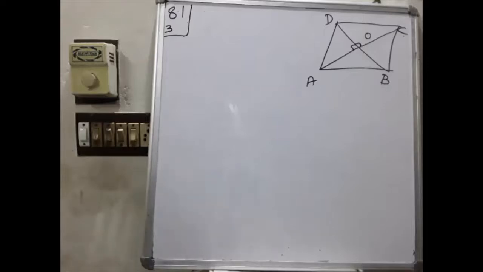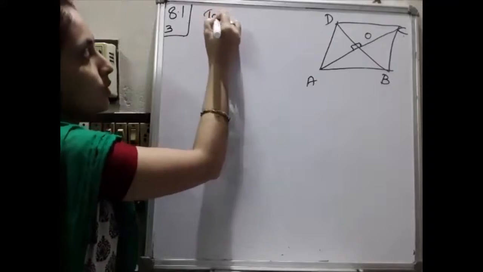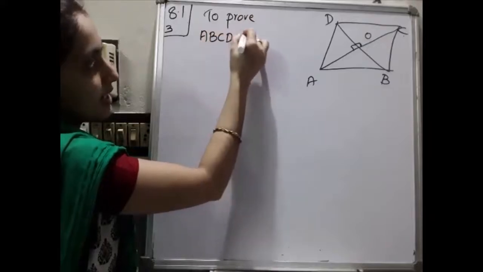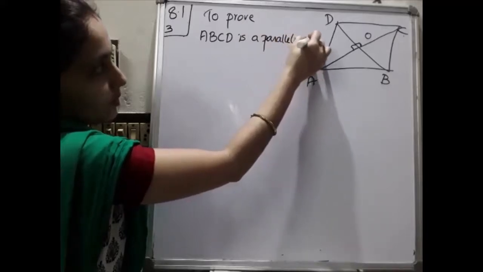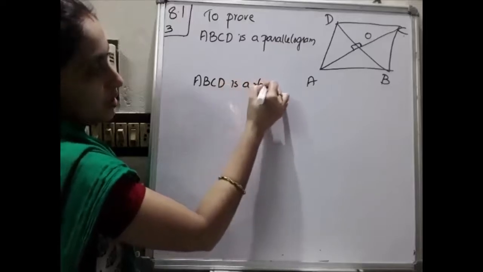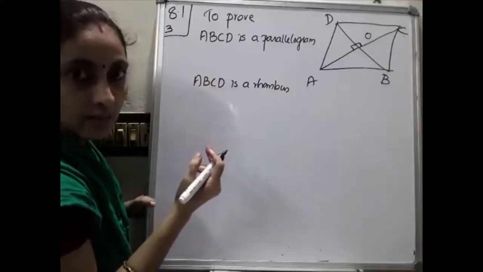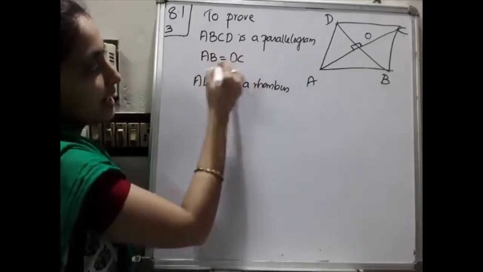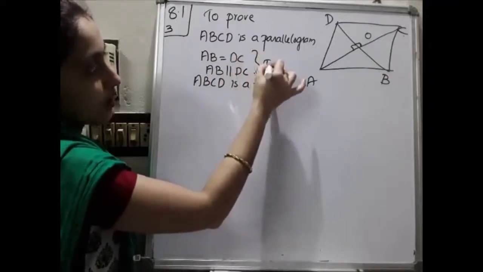Yes, so first of all you have to prove it is a parallelogram. To prove ABCD is a parallelogram. Then what you have to prove? ABCD is a rhombus. So you want to prove ABCD is a parallelogram. If ABCD is a parallelogram, according to our 8th theorem, last theorem, what we can say? Yes, AB is equal to DC and AB parallel to DC. This thing we have to prove.